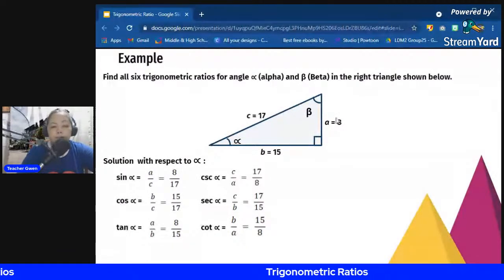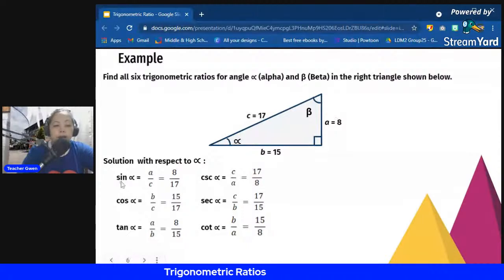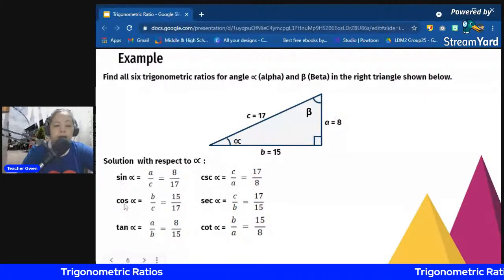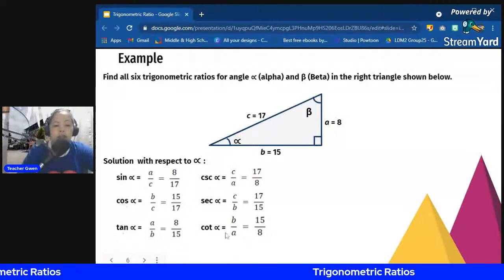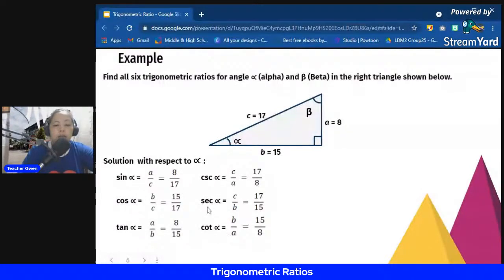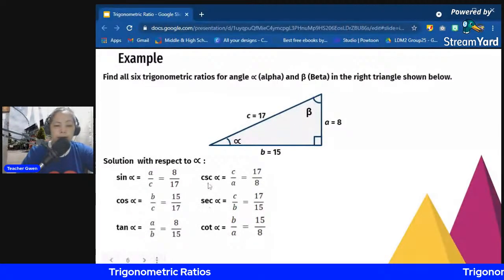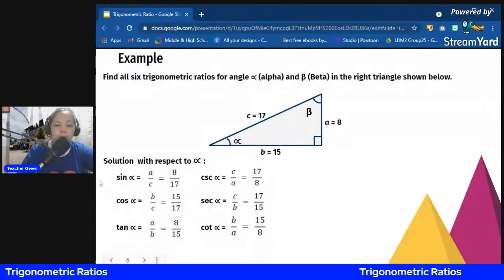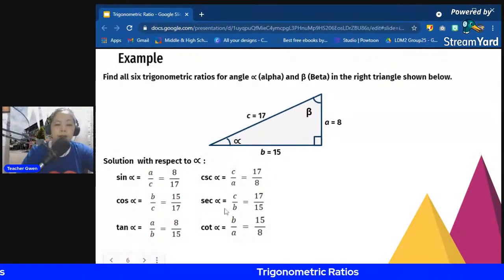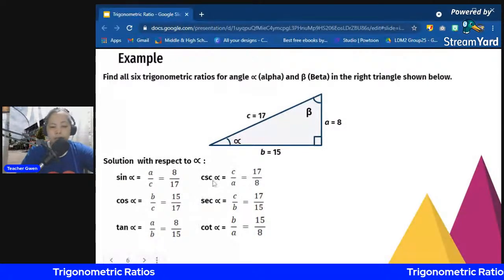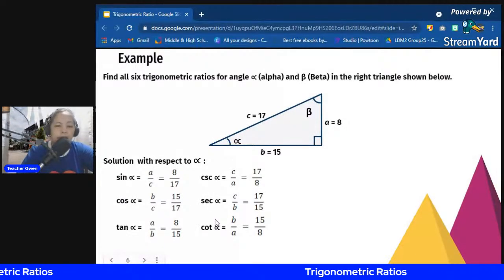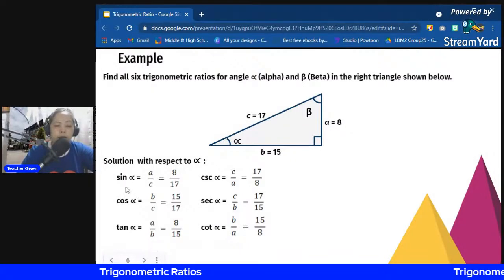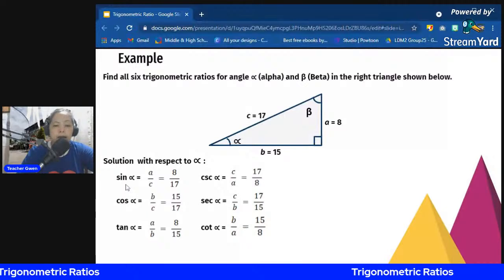Okay, take note. This is the abbreviation for sine, cosine, tangent, cotangent, secant, and cosecant. Remember their abbreviations. You can use them instead of the whole words. They are just three letters: sin, cos, tan, csc, sec, and cot.